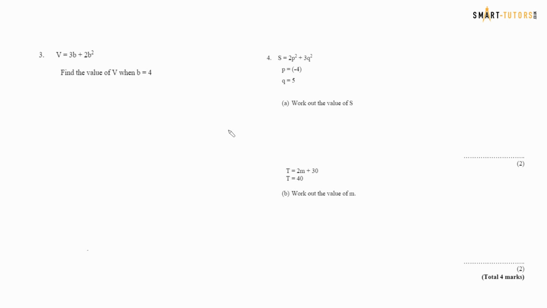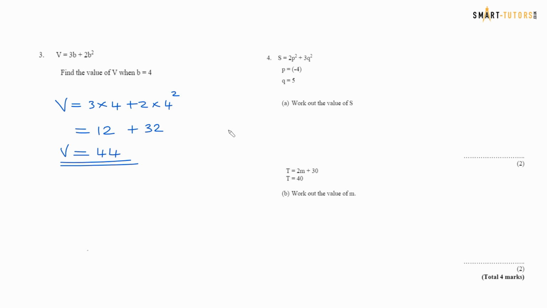Question number 3, find the value of V when B equals 4. So V equals 3 times 4 plus 2 times 4 squared. So 3 times 4 is 12 plus 4 squared is 16, times 2, 32, 12 plus 32 is 44. So V equals 44.